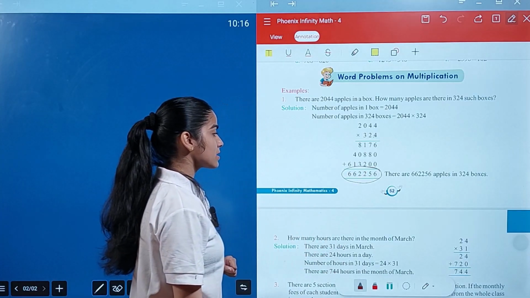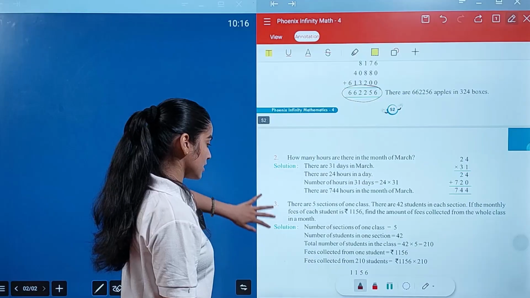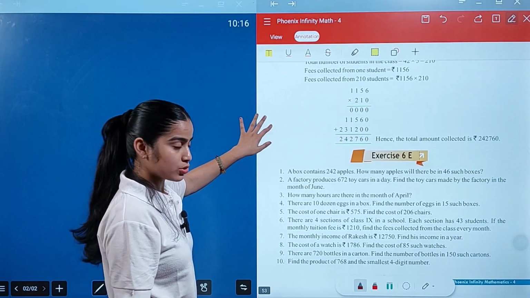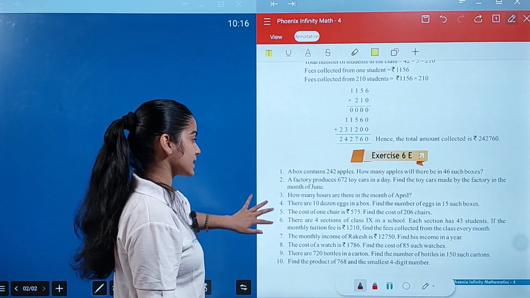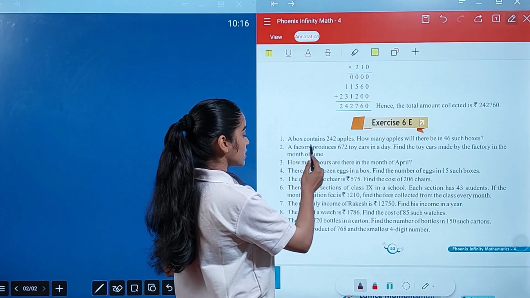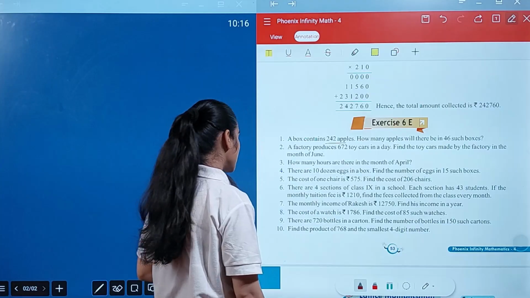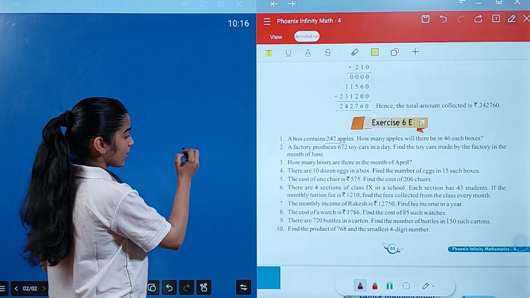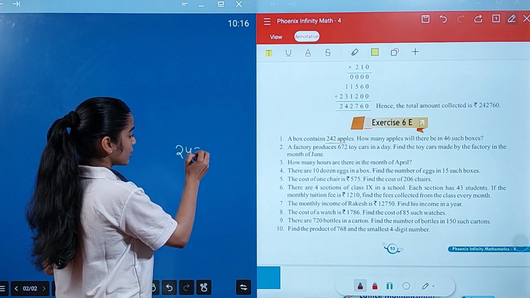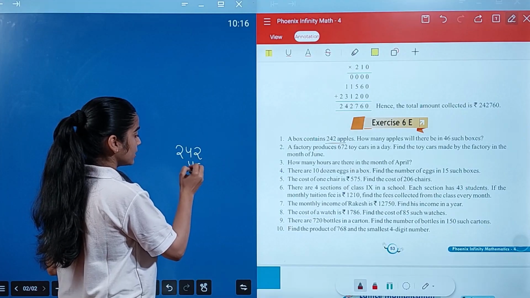At the end of the moment you will get your answer, which is 6,62,256. So in the same way, we have some different questions in our exercise 6e. The first question is, a box contain 242 apples. How many apples will be there in 46 such boxes? So you have to multiply 242 with 46.